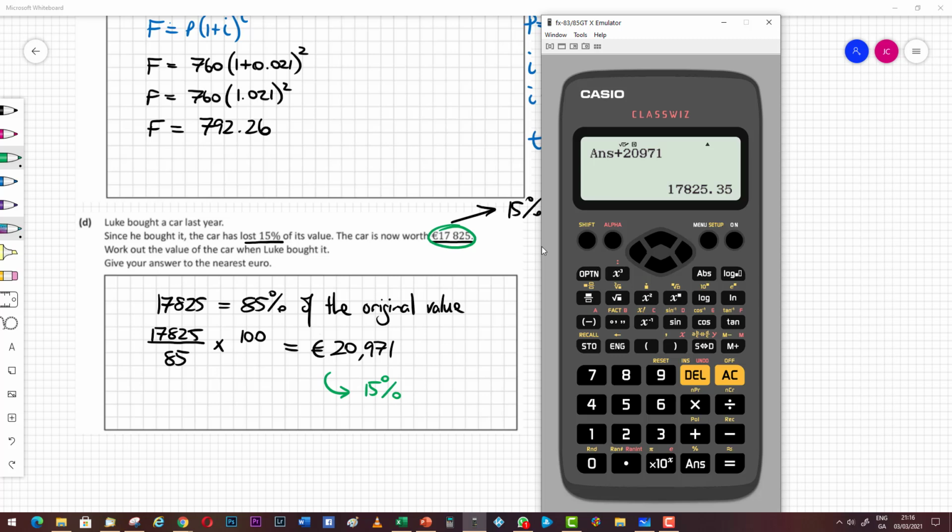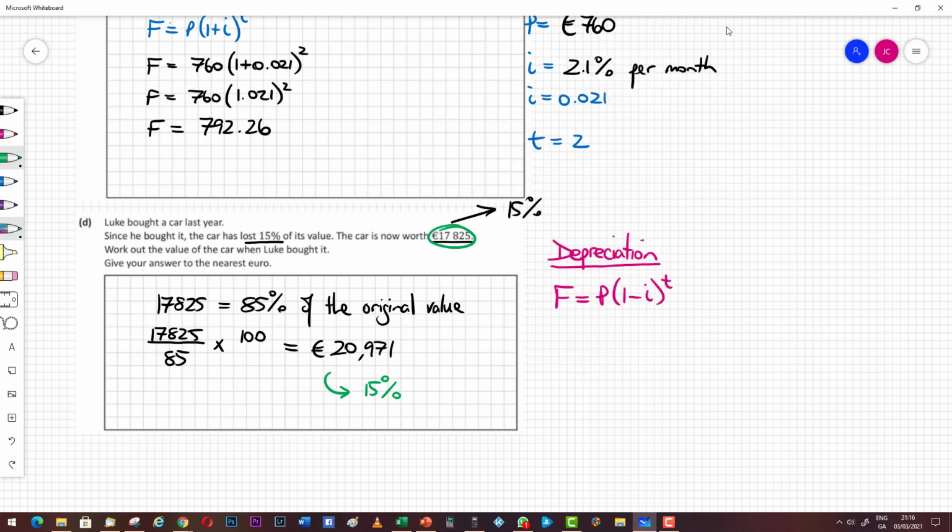If you had got 15% of 17,825 and added it on, let's see what would happen there. 17,825, and then the people who found 15% of that would have got 2,673.75, and when you add that to the 17,825, you do not get back up to 20,971. You only get to 20,498.75. So just be careful with those questions. How do we do them again? We let the value that we're given equal 85% of the original value and then work back up to what 100% would be.